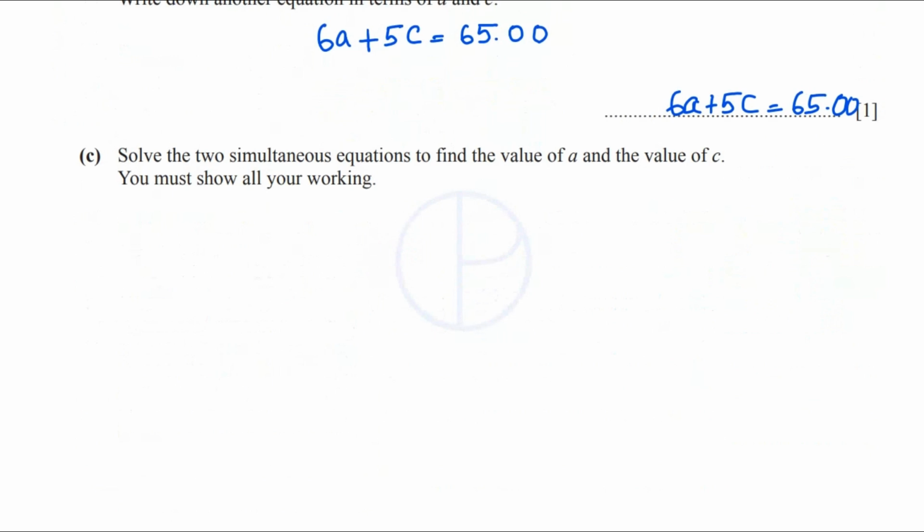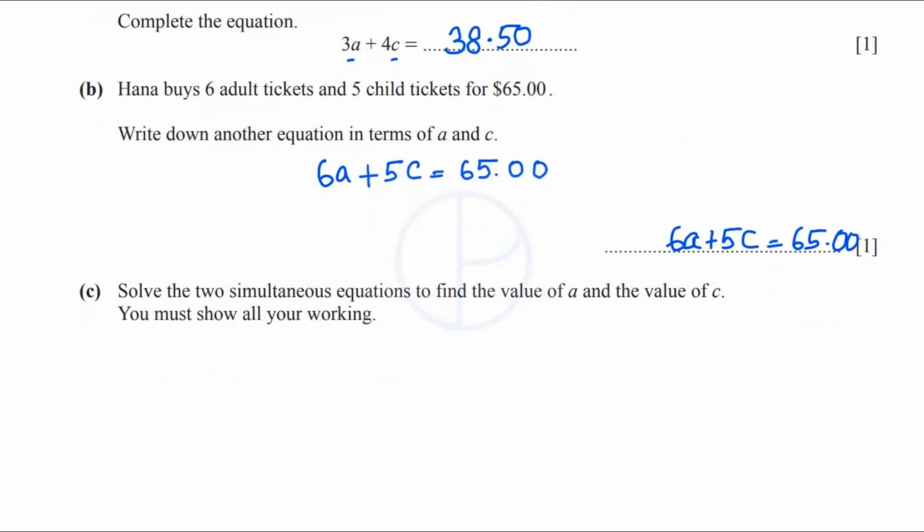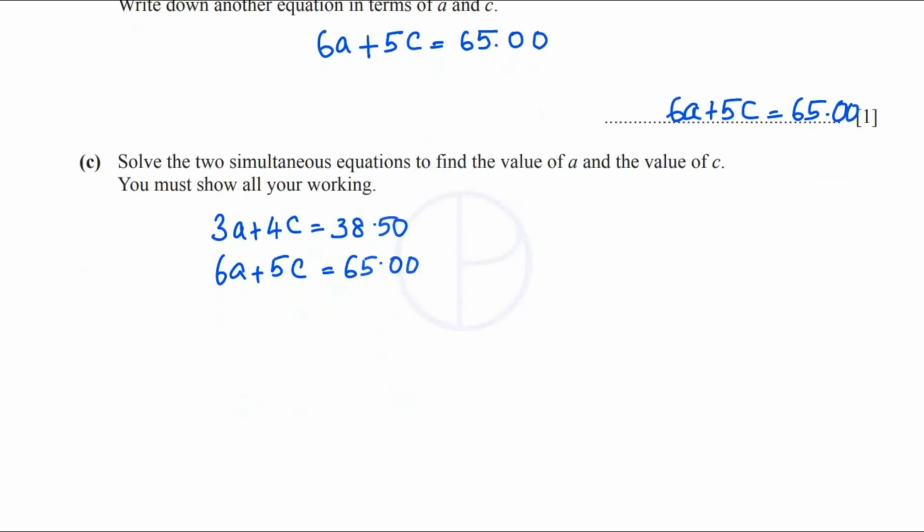The C part of the question is, solve the two simultaneous equations to find the value of A and the value of C. You must show all your working. So what's the first equation? 3A plus 4C equal to 38.50, and 6A plus 5C equal to 65. This is the second equation. Now how to eliminate any one term? Let's eliminate A. Let's mark this as 1 and this as 2.